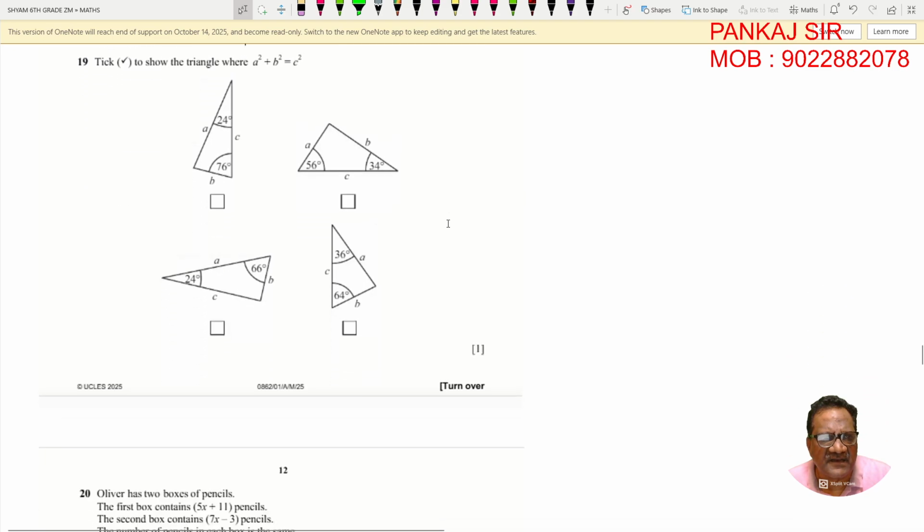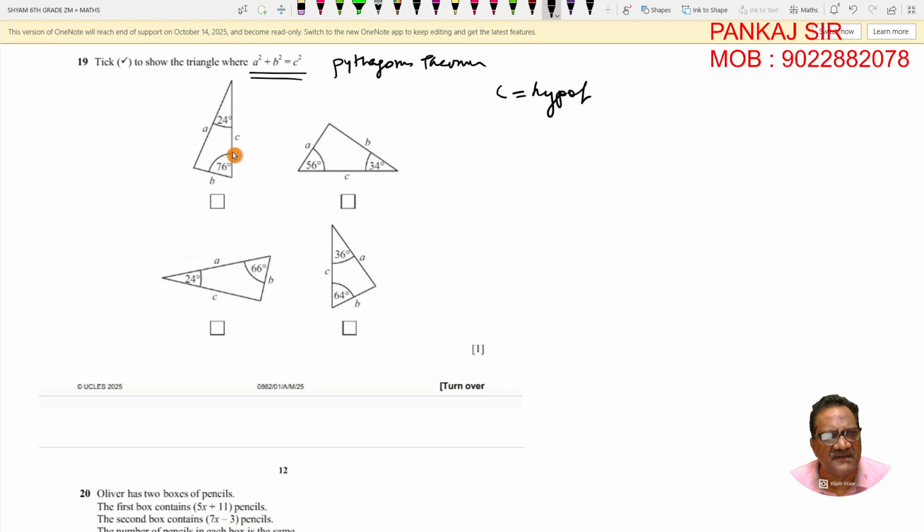Next question, 19th. Put a tick mark to show the triangle where a square plus b square is equal to c square. Now this is nothing but Pythagoras theorem. Okay. So in this you have to put a tick mark. So there are 4 possibilities given to you. Let us check one by one. First thing is c square should be equal to a square plus b square. So in Pythagoras theorem, the c is nothing but the hypotenuse. The c has to be hypotenuse. Let us check. That is one thing you have to check.